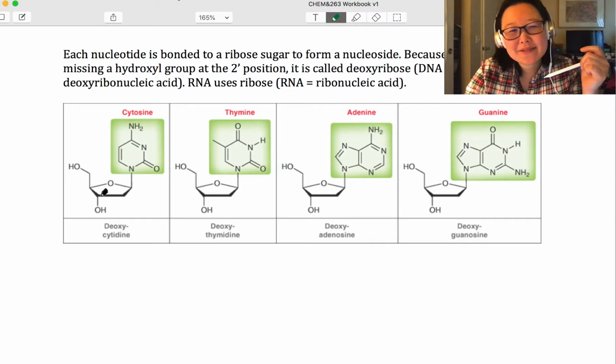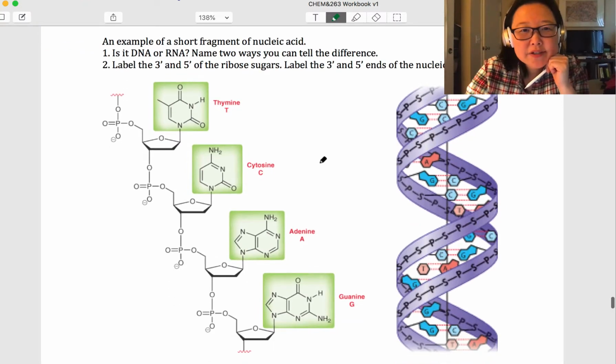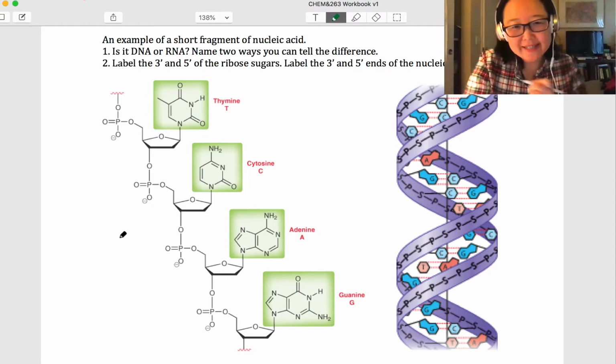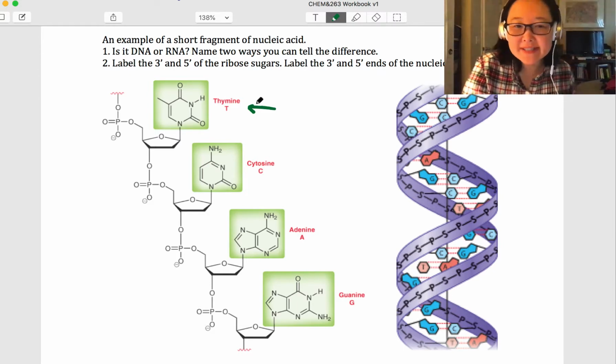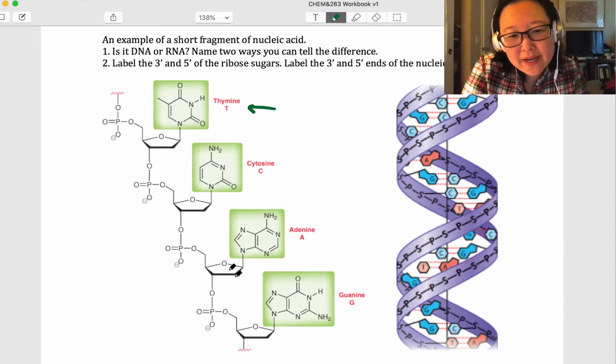Each nucleotide is bonded to a ribose sugar. Because the sugar is missing that hydroxyl group here, these are present in DNA, not RNA. RNA would then have the OH groups here. So if I showed you an example of this nucleic acid where the groups are linked together, this is now called a nucleic acid made of nucleotides linked together. Is it DNA or RNA? There are actually two ways to tell the difference. One is, notice the presence of thymine instead of uracil, so that tells me it's DNA. And also, like I said, at the 2' positions, we do not have OH groups.